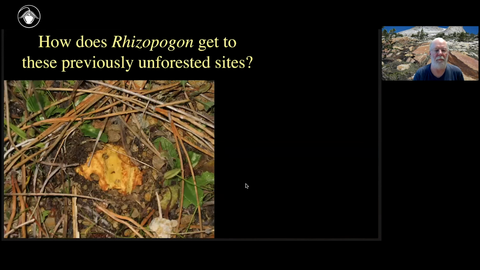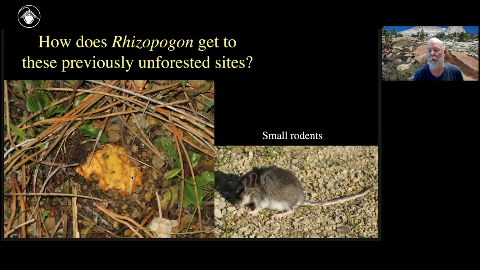How do they move? Well, there's some hint of it here. You can see some little gnaw marks on here, and that's because mostly they move by small rodents. These are little packages of spores, truffle-like packages that are eaten by small rodents and then defecated out in their scat.